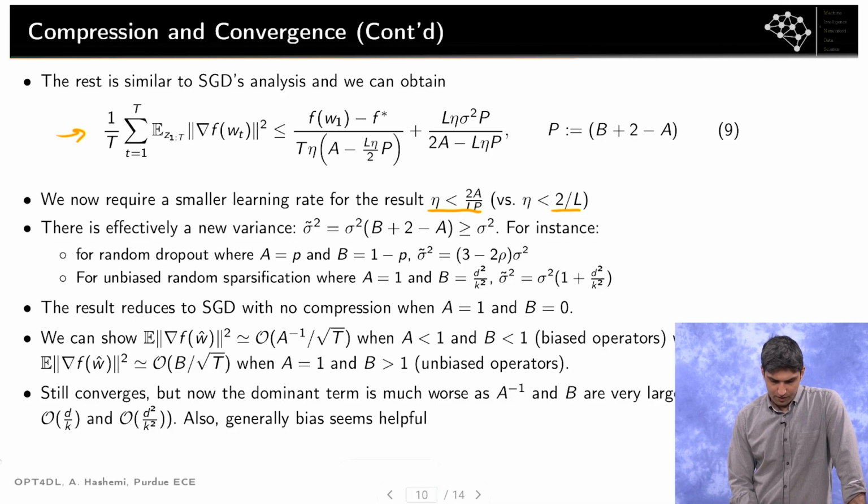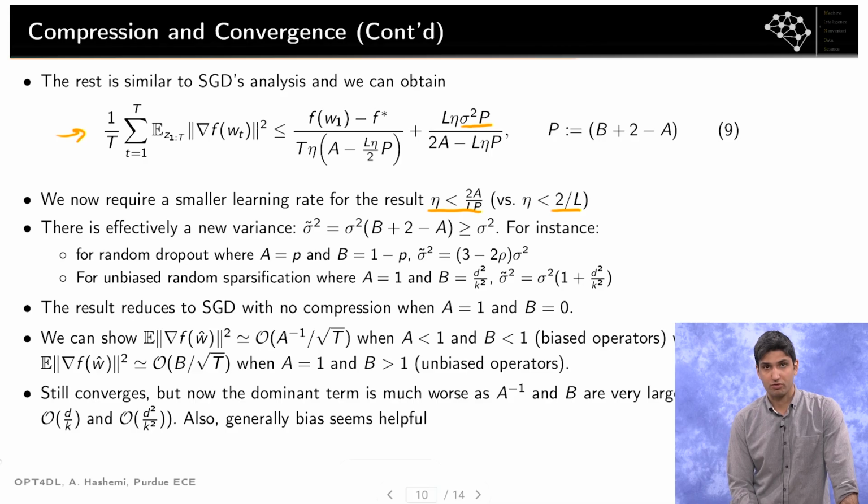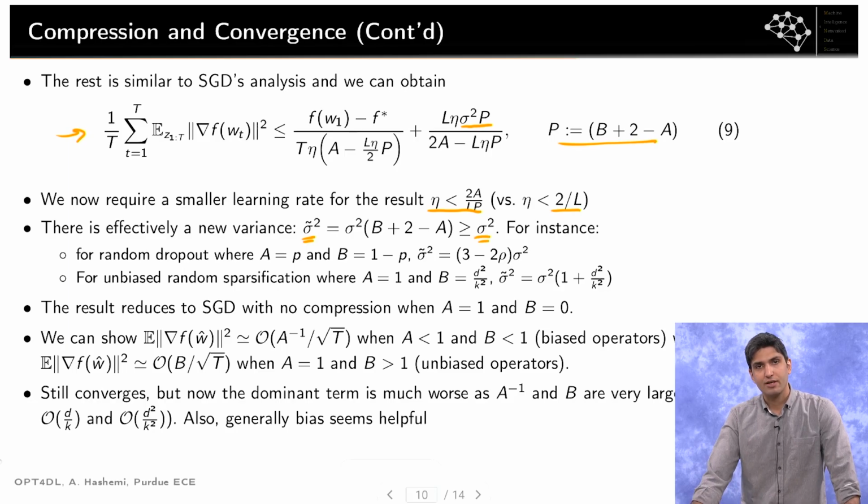Also, if I look at this term here, the second term, the convergence error, depends on the variance of our stochastic first-order oracle, which was sigma squared. Now I have this extra factor of p. So I can define this to be some new variance, which is at least as large as the original variance due to the approximation of the true gradient.